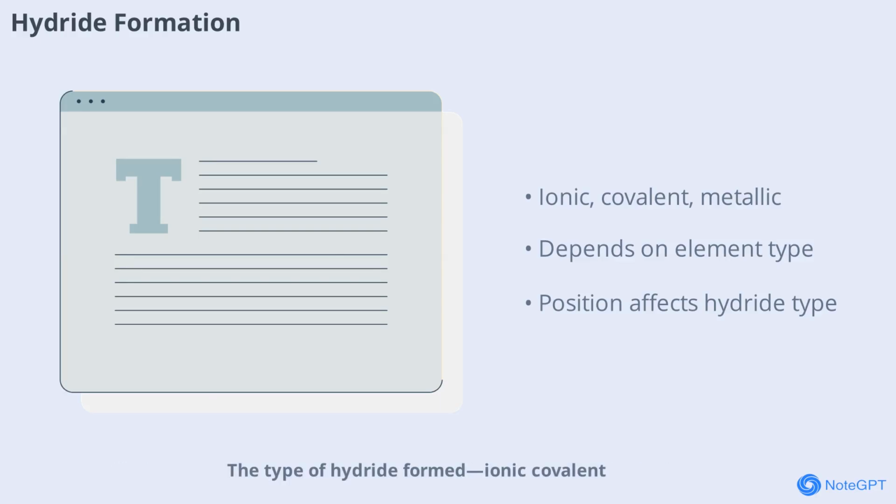The type of hydride formed, ionic, covalent, or metallic, varies across the periodic table. Alkali and alkaline earth metals form ionic hydrides while nonmetals form covalent hydrides. Transition metals can form metallic hydrides. These differences are linked to the element's position and its periodic properties.